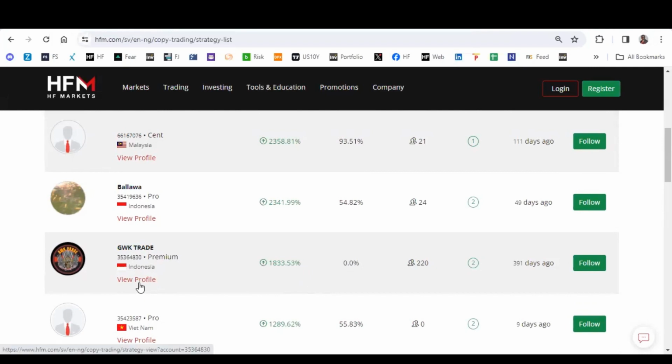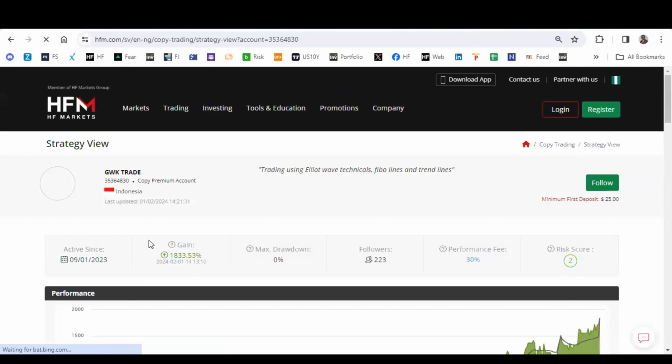Now let's view their profile to see more details. When you view the profile, you can see more information about them. You can follow him; there's the follow button right here. The minimum first deposit to follow GWK trade is $25. With $25, you can follow this person, and subsequently you can top up your account with any amount that you want.